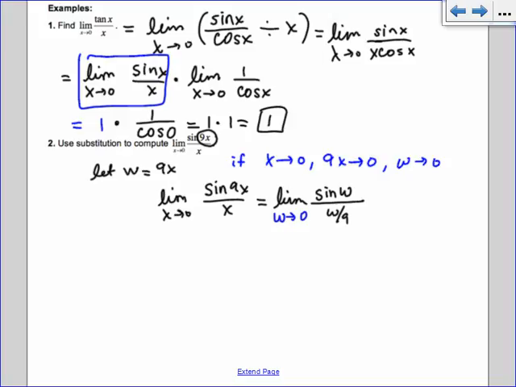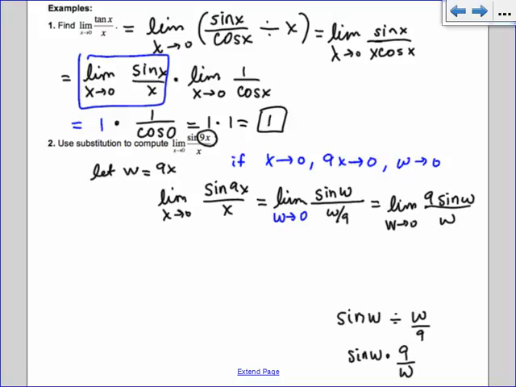So we're almost in the form we want, except we have that weird over 9 thing. So how does this simplify? Where does the 9 end up going? So we have the limit as w goes to 0. Think about it. If I have sine of w divided by w over 9, I flip that w over 9 to become 9 over w. See how it becomes a 9 sine of w on top, and then a w on the bottom.